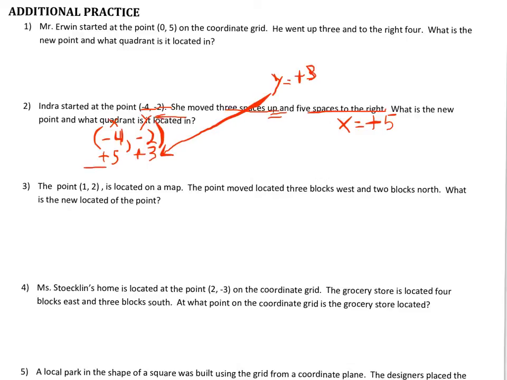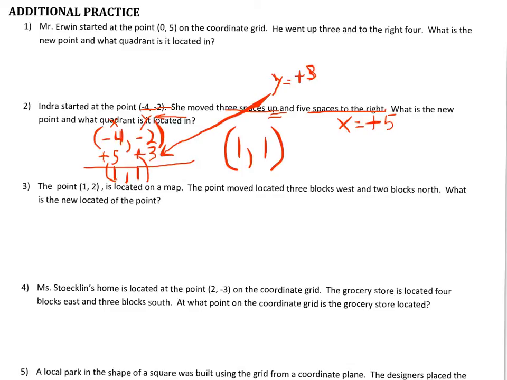So now all I have to do is basically just add these. So what's -4 plus 5? Well, that would be a +1. Okay? And then what is -2 plus 3? That would also be a +1. So my new ordered pair in my answer would simply be 1, 1. Okay? If you have a question on that, make sure you put a question mark and we can go over that in class. All right.